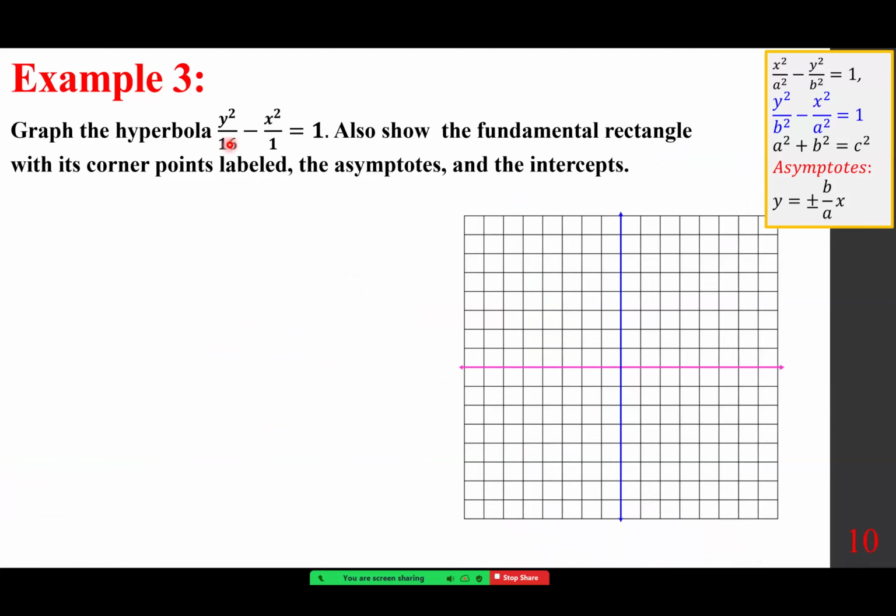Graph the hyperbola of y squared over 16 minus x squared over 1 equals 1. Also show the fundamental rectangle with its corner points labeled, the asymptotes, and the intercept. Analyze the graph. Now, a couple of things I want to mention. First of all, the y squared has a positive coefficient of 1 over 16, which makes this one open up and down.